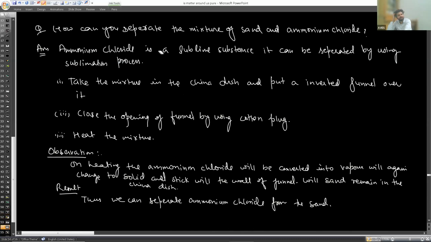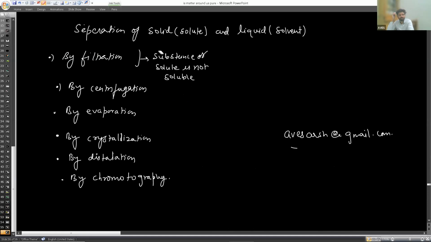Now, the separation techniques are not in our syllabus this time, so let's practice some questions. The chapter is over.